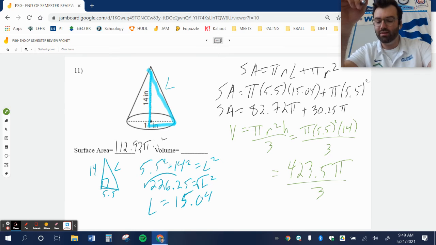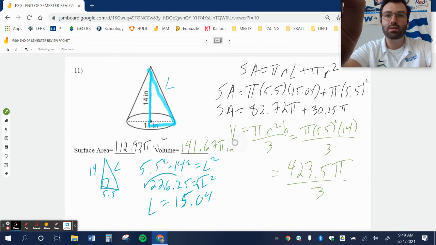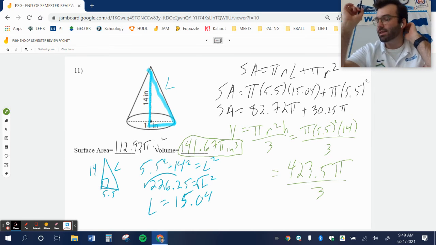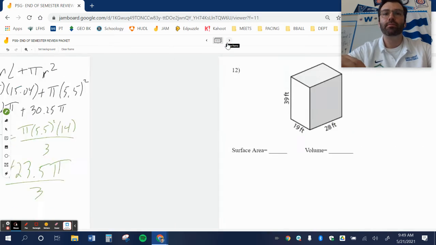Only do 423.5 divided by 3, all right? Don't include the pi, and you should get 141.67 pi inches cubed. Okay. Unless it says to round, don't multiply pi out. All right. Don't multiply the pi's out. Okay. Especially when you're right here at this point. All right. When you're adding these two parts together, don't multiply pi out. Next one.